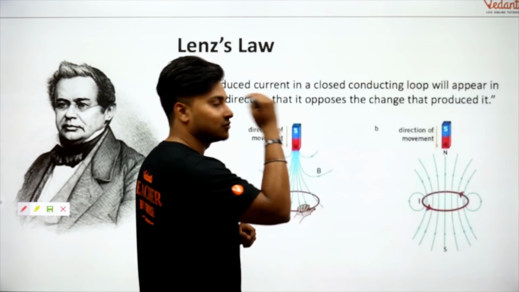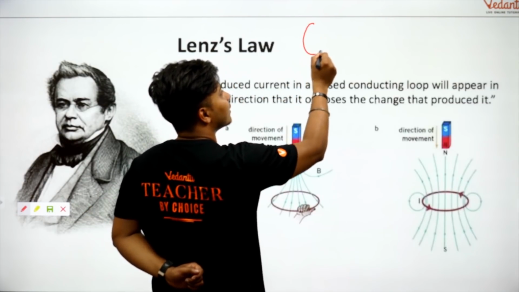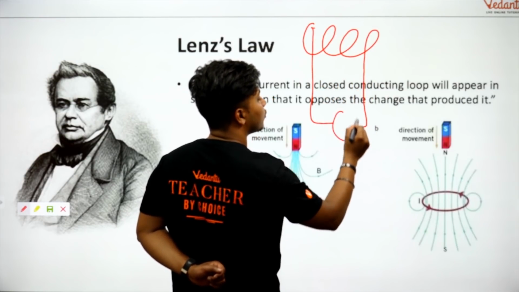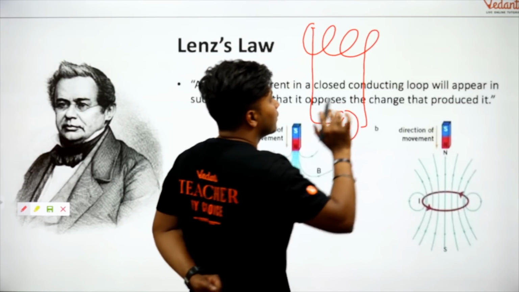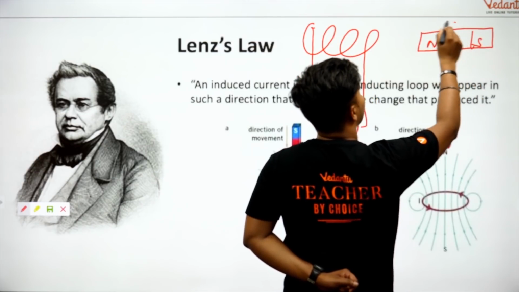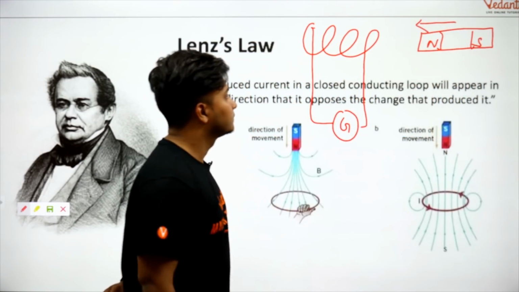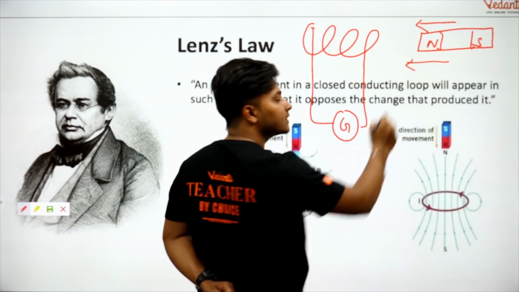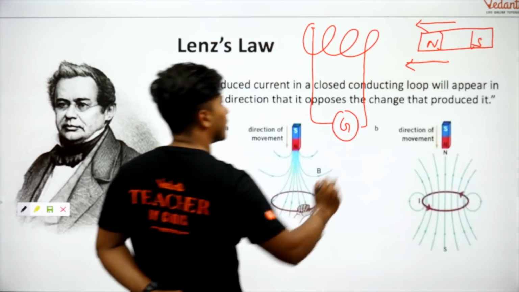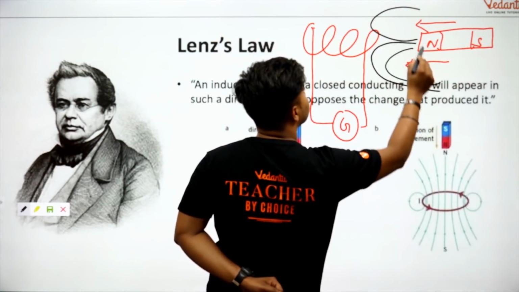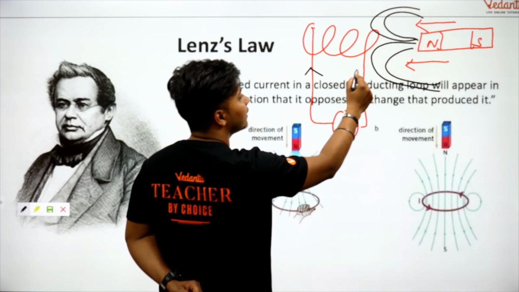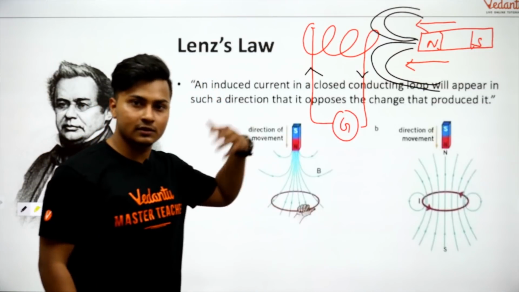So, see, you have a coil connected to a galvanometer. You have a magnet, north pole here, south pole here, moving towards it. Now when the magnet is moving towards it, what would happen? The magnetic field linked with this coil will now keep on changing, hence this particular coil will start generating a current, obviously. So this is now induced current.